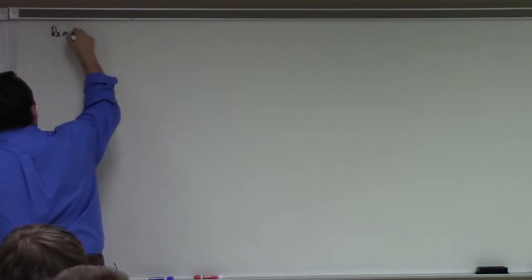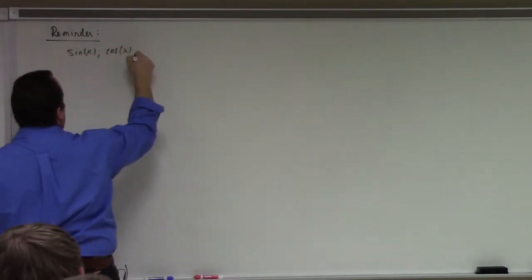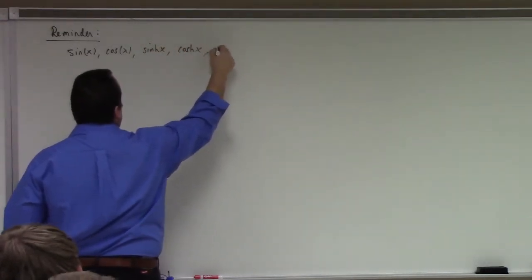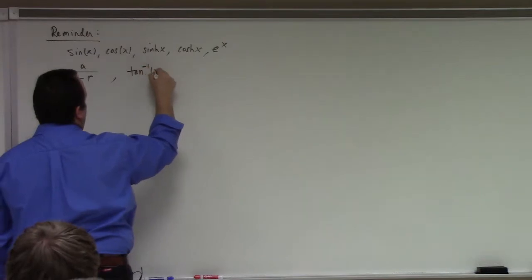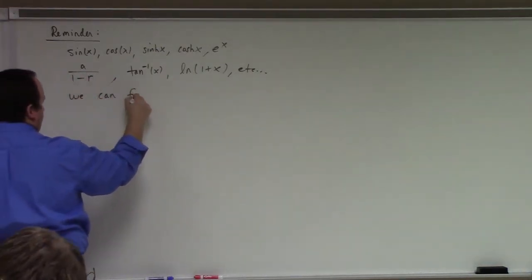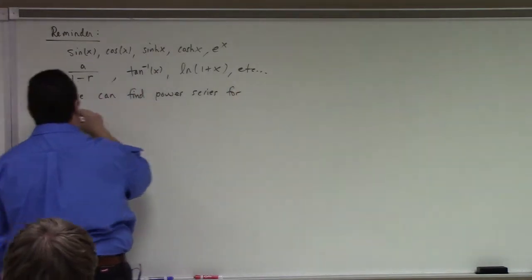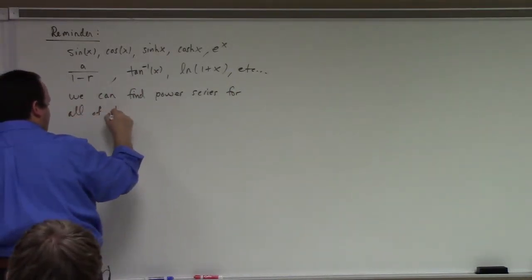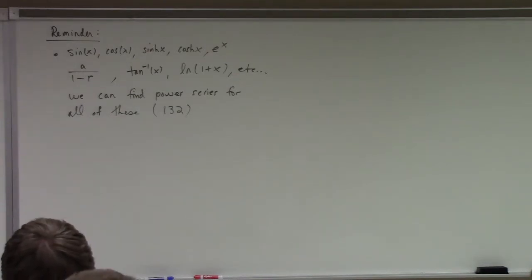So let me give a quick reminder. What are some power series we know? We know power series expansions for sine x, cosine x, sinh x, cosh x, e to the x, things of the form 1 over 1 minus r, inverse tangent x, natural log of 1 plus x, etc. We can find power series for all of these, and we learned how to do that in 132. Now, rather than giving you a catalog of those results again, I'm just going to start working some examples, and we'll come across the results as we go.